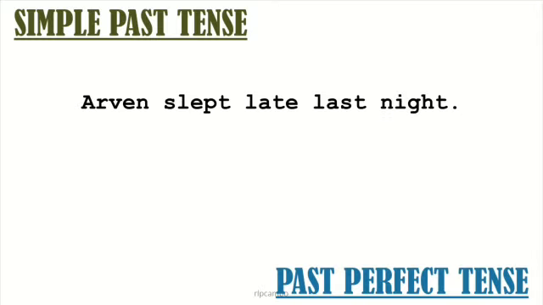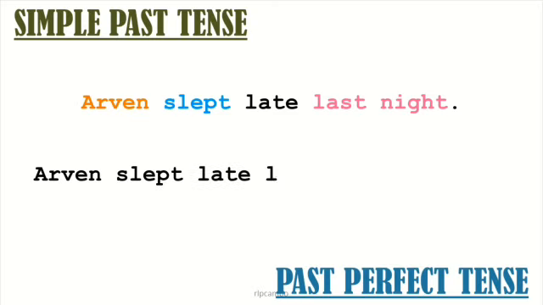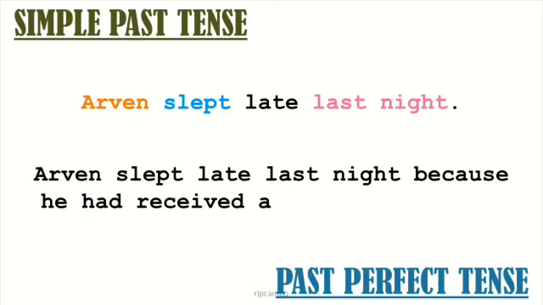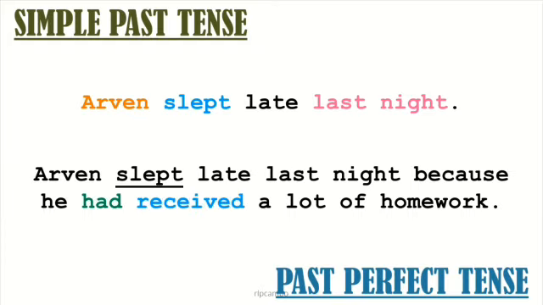Arvin slept late last night. The subject here is Arvin, then the verb in simple past tense is slept, and the time indicator is last night. Its past perfect tense transformation can be: Arvin slept late last night because he had received a lot of homework. The first completed action in this sentence is he had received a lot of homework, and the second action is Arvin slept late last night.